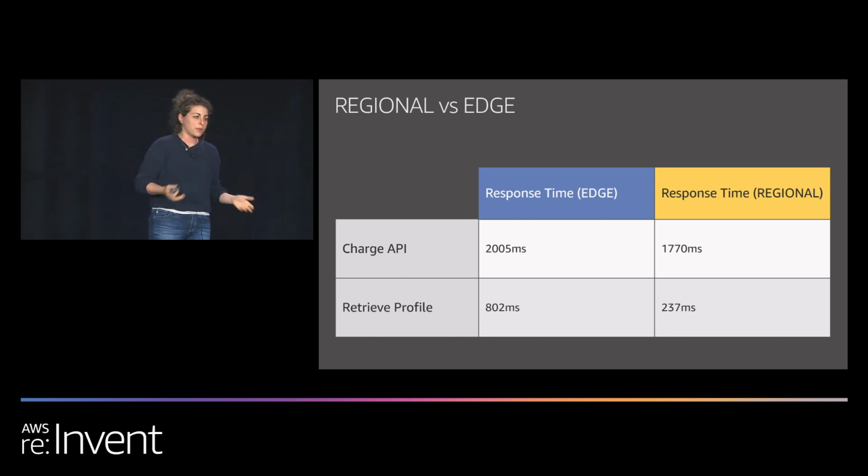Now you're like, why wouldn't I just choose regional all the time? Because you need to know the location of your client to choose regional. So if you don't know where your client is calling the API from, you're definitely going to want to go with Edge. But if you know, you want to choose regional.